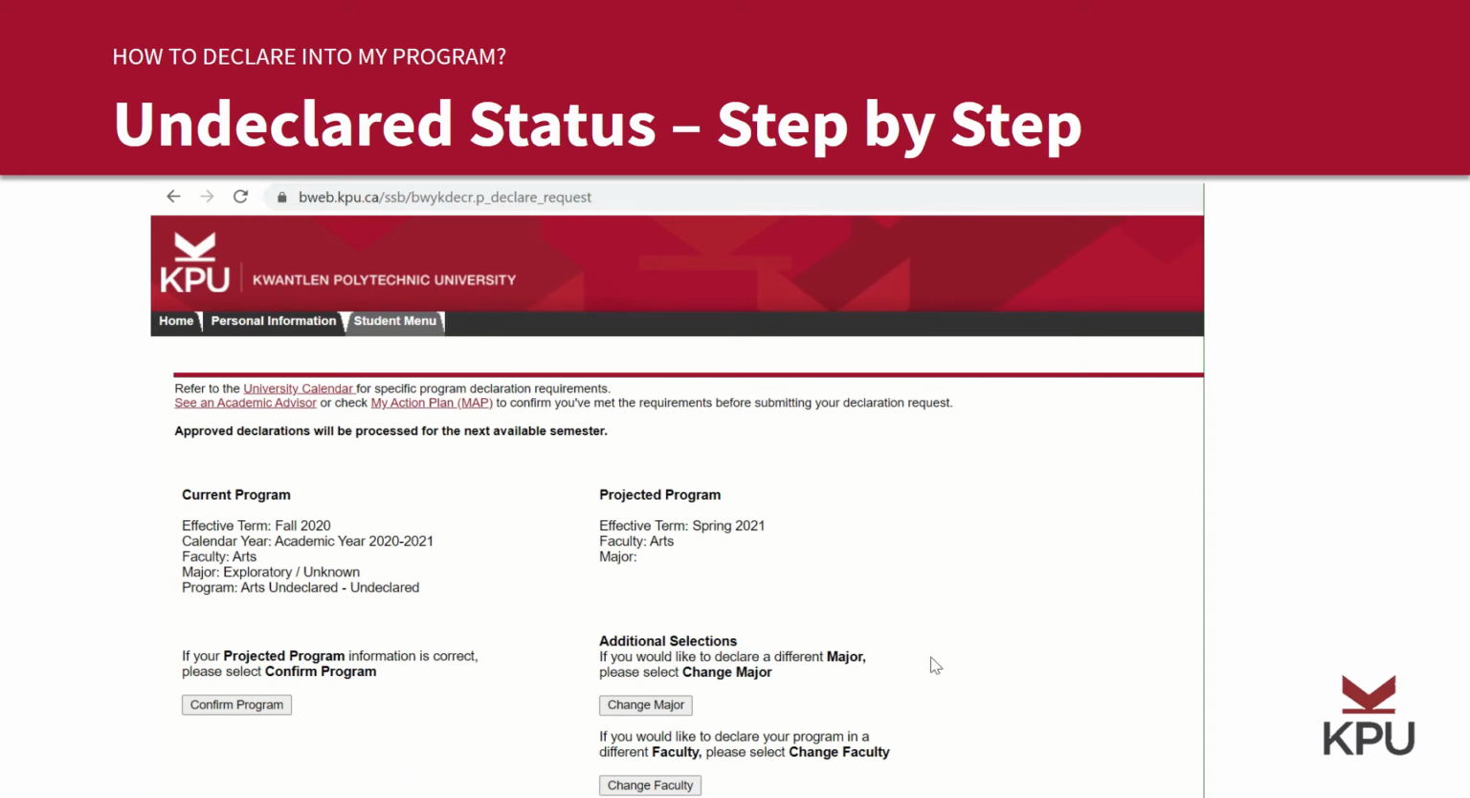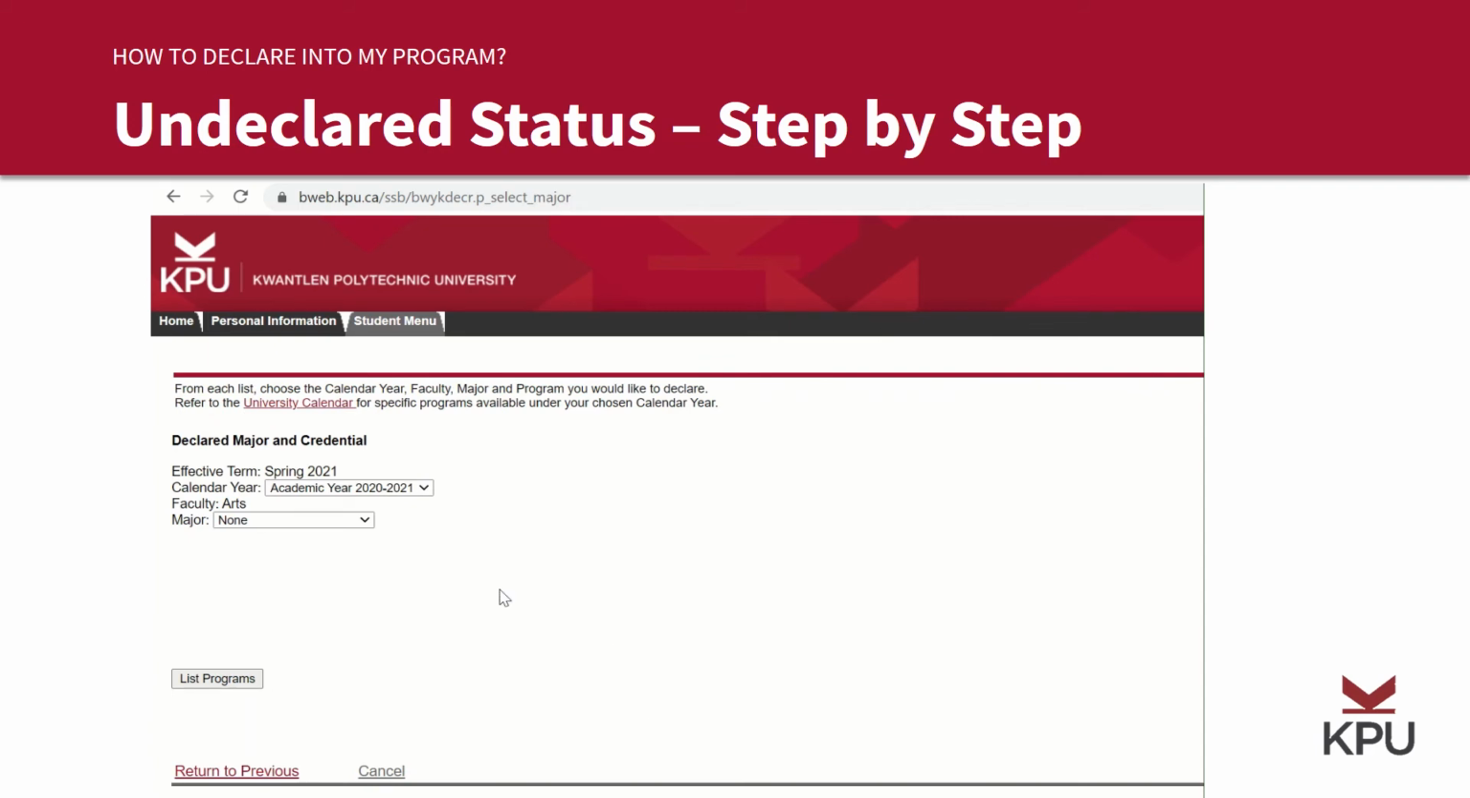In the second example, it will be an art student who would like to declare into a criminology diploma. As criminology is not listed under the major, we'll need to add the major by clicking onto Change Major. And in here, make sure you double check on the calendar year. If it is not correct, you can use the pull down menu here to change it. Please make sure not to use the calendar year on this video since this is only a demonstration.